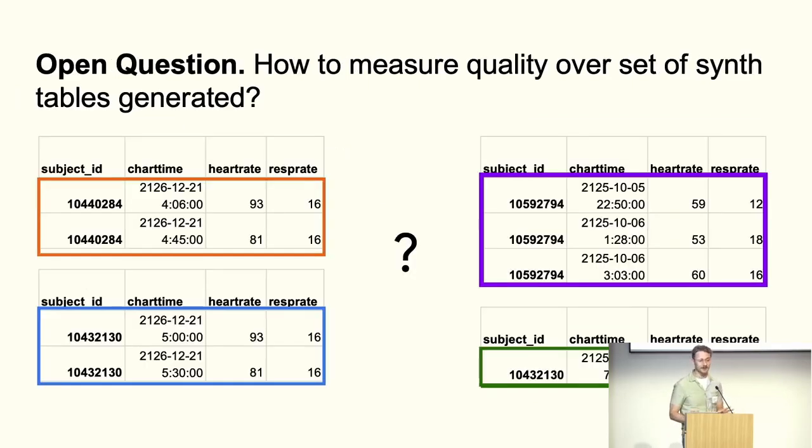So I think the hard part of this work is not whether we can generate such tables, but whether they're useful. What are the proper metrics? How do we examine this data?